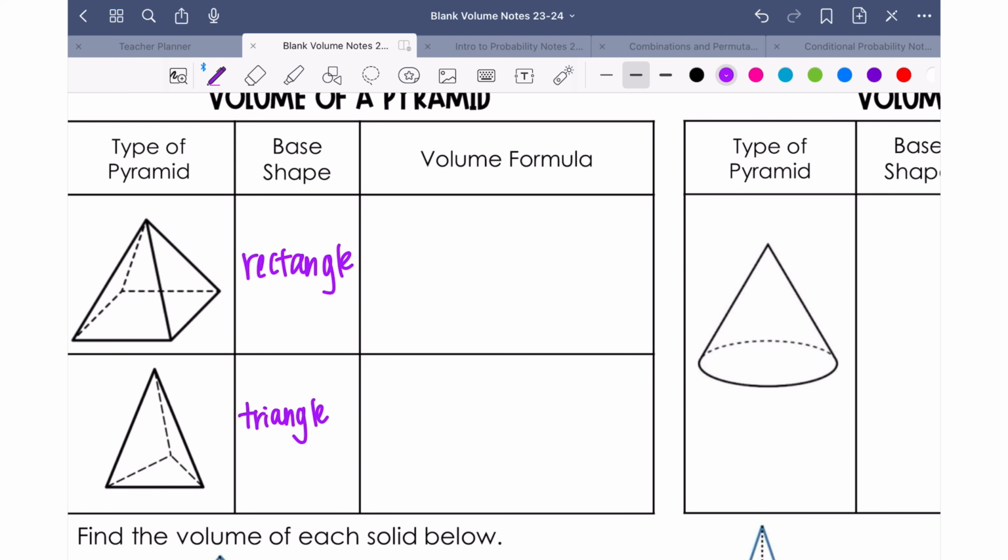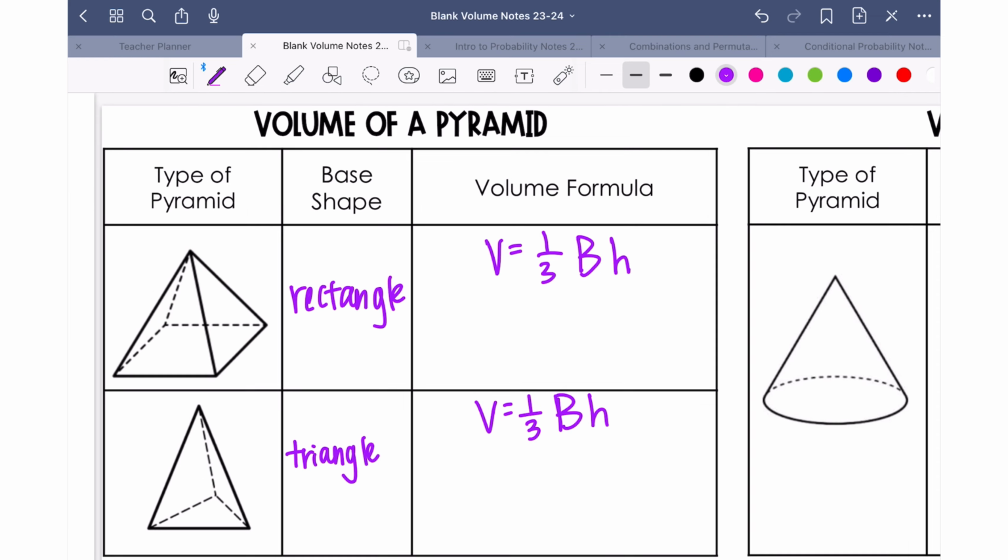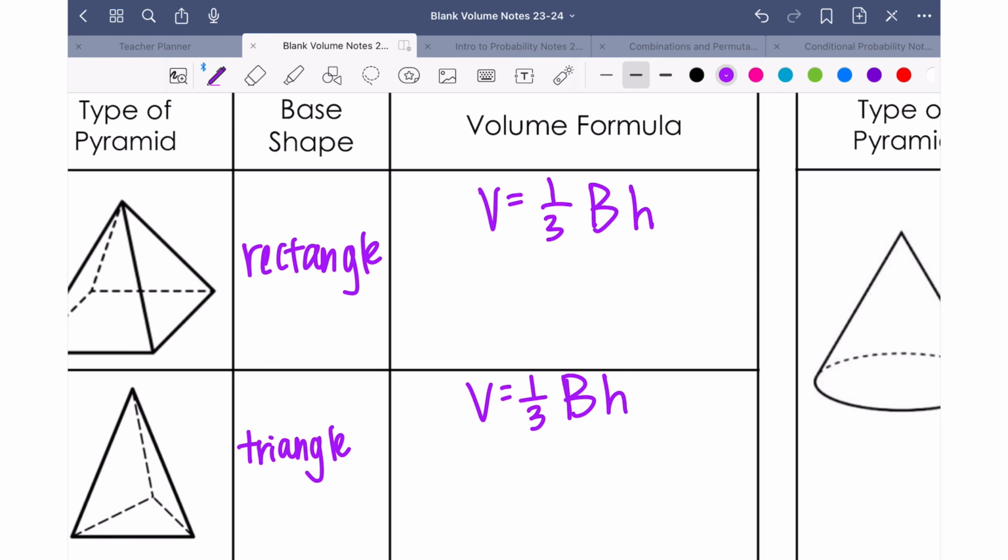For a pyramid, volume is equal to 1/3, that's a fraction, times the area of your base times the height of the pyramid. Okay, and they're the same for both, so let's just rewrite it. Same formula, okay? But remember I said the bases are not the same, so a small part of the formula will not be the same. And let's write that part down.